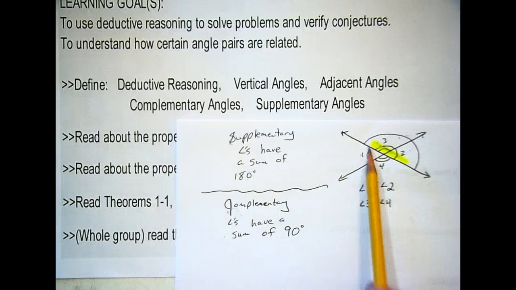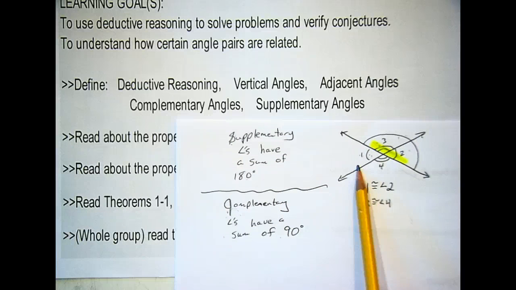Vertical angles, I might just draw this diagram and say angle 1 is vertical of angle 2. They're congruent. They're vertical angles. Okay? Any questions there? All right.